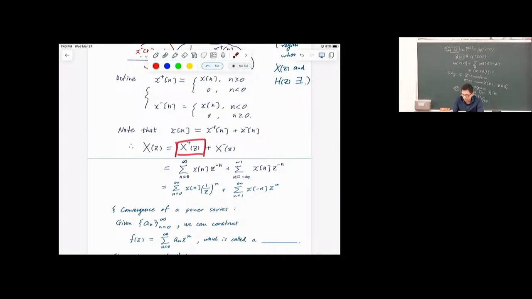X plus of z. What is x plus of z? It equals the sum over all n. But x plus of n is 0 for time before time 0, right? So the summation now goes from 0 to positive infinity. Whereas, what about the other part? Because x minus is 0 for after time 0, right? So the summation should go from -1 to minus infinity. Just in the negative time range. Okay? So by changing the summation index, we have this expression.